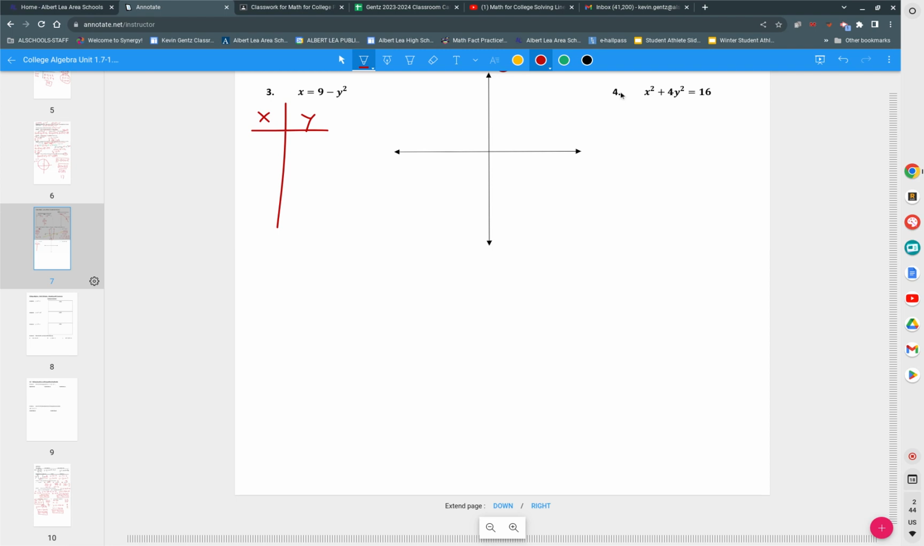It's a great strategy. I'll plug in 0 for y and I'll plug in 0 for x. If we plug in 0 for y, you get x is equal to 9. And if we plug in 0 for x, we get 0 is equal to 9 minus y squared.